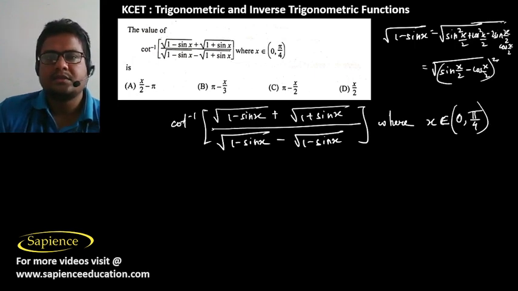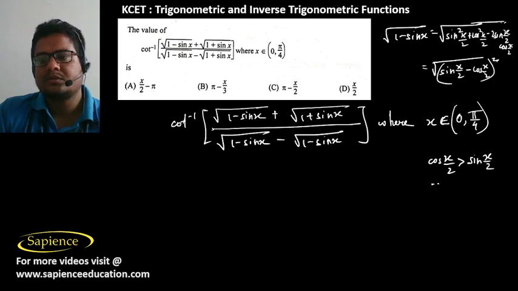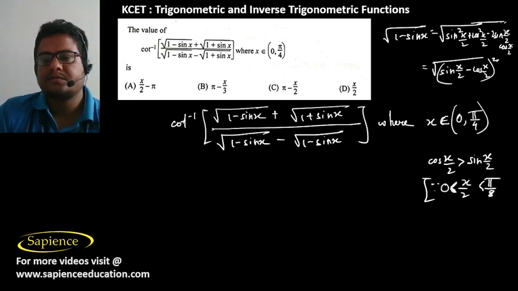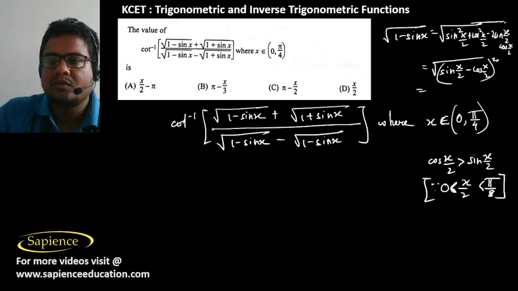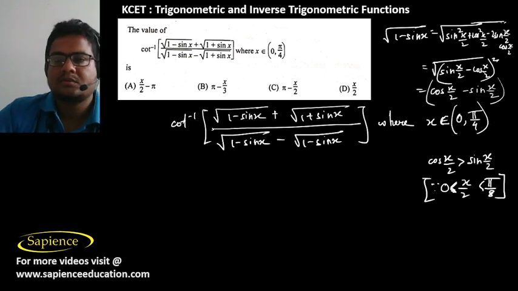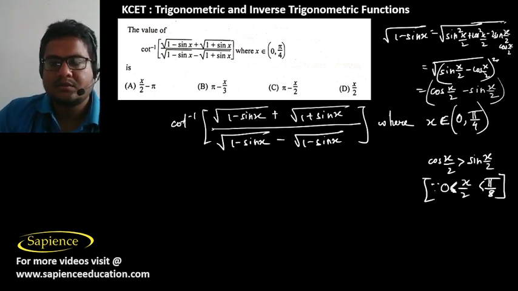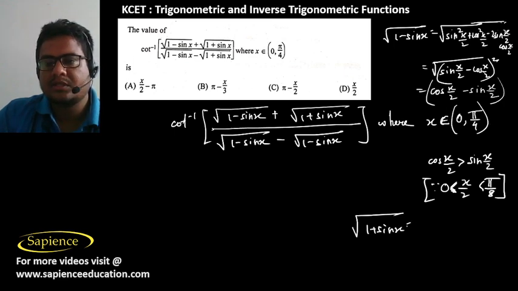So now here x is going from 0 to pi by 4. So here cos x by 2 is obviously greater than sin x by 2, since x by 2 is greater than 0 and less than pi by 8. So in this interval for x by 2, cos x by 2 is more than sin x by 2. Therefore this square root will be equal to cos x by 2 minus sin x by 2. And similarly, square root of 1 plus sin x can be written as cos x by 2 plus sin x by 2.